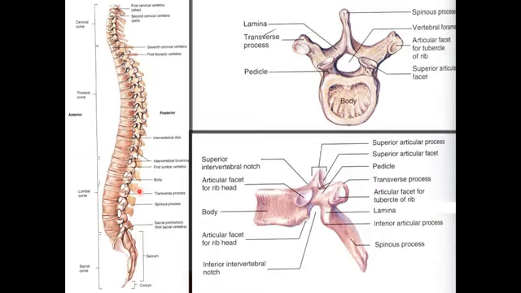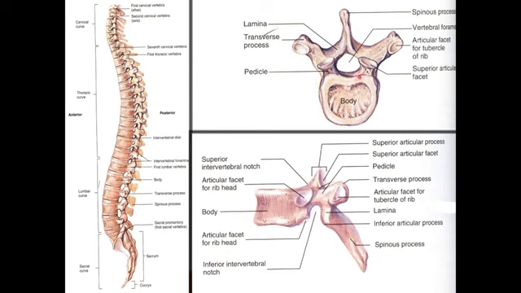The last part of the skeletal framework of the thoracic cage is the vertebral column, or the thoracic part of the vertebral column. You know from your previous study that the vertebral column is divided into several regions. We have the 7 cervical, 12 thoracic, 5 lumbar, 5 sacral, and finally the coccyx.